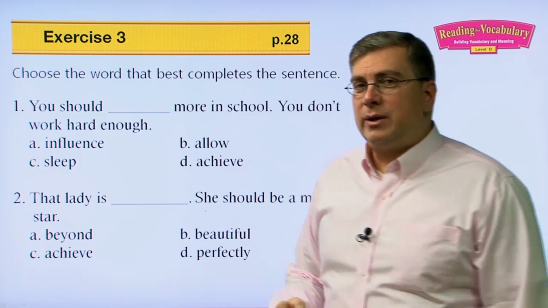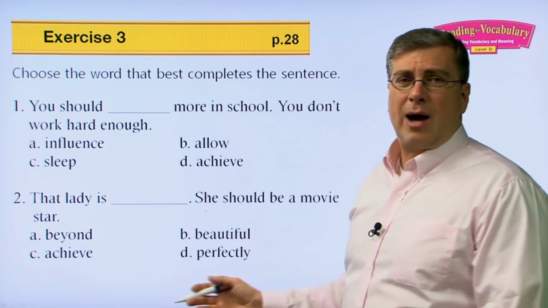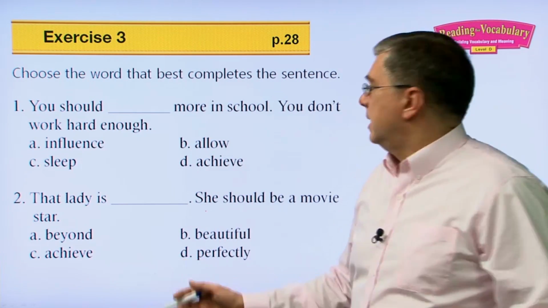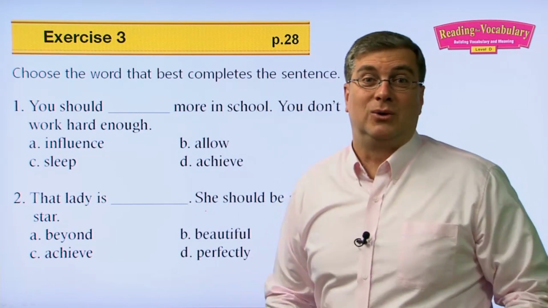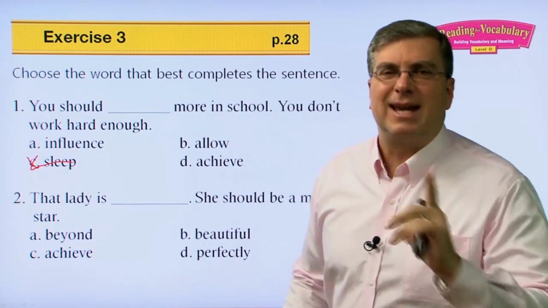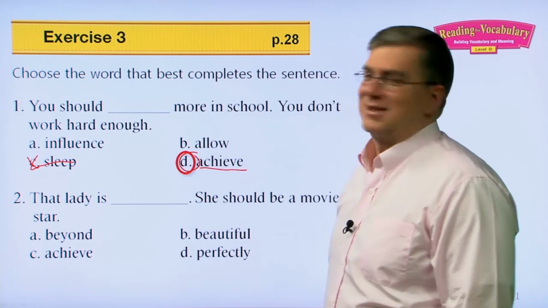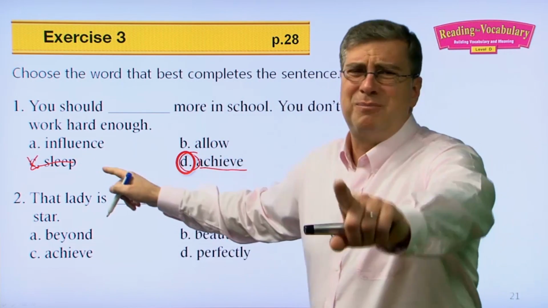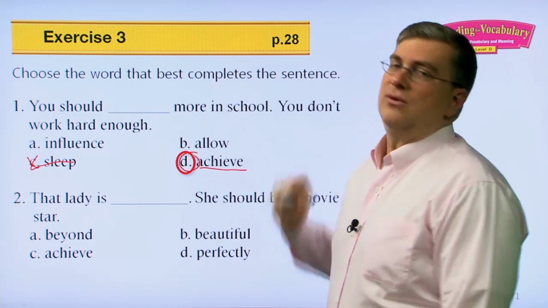You should influence more in school. You should influence your friends. That doesn't make sense. You should allow... allow what? You should sleep more. Yes, that's it. You should sleep more in school. No, absolutely not. I'm sorry, I didn't say that. Okay. You should achieve more in school. That makes sense. Okay, that's the right one. Don't sleep more in school. Okay, I'm just kidding. You should achieve more in school.